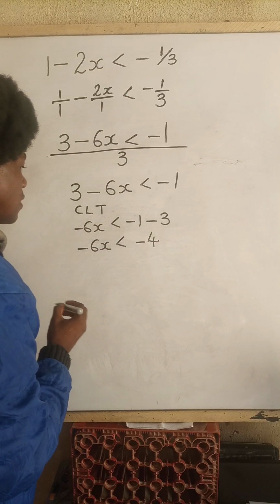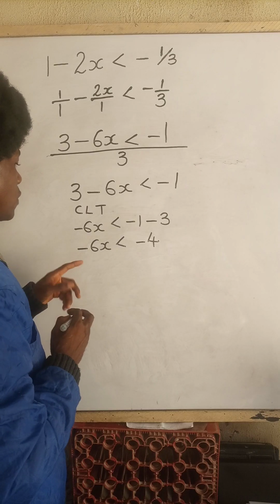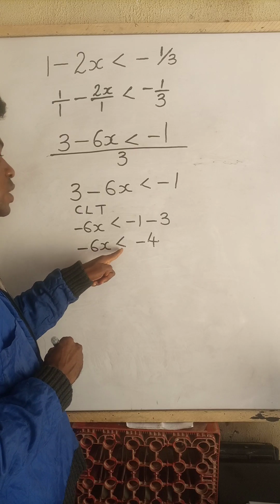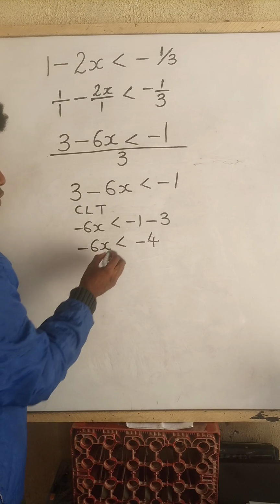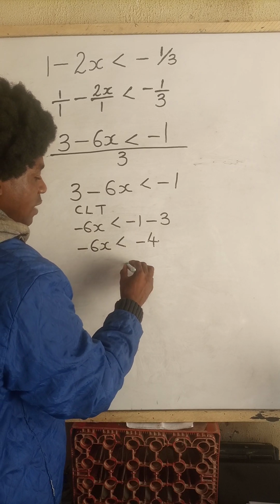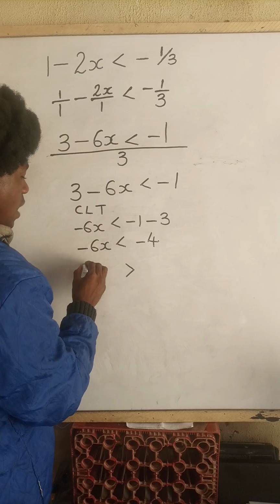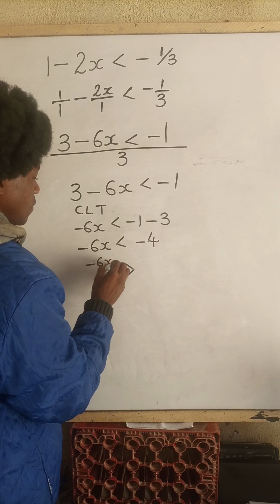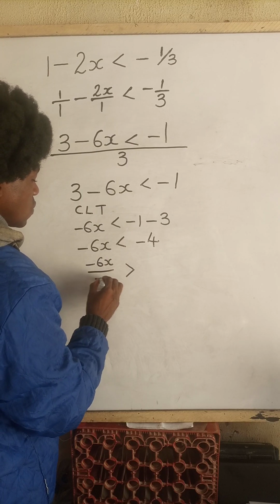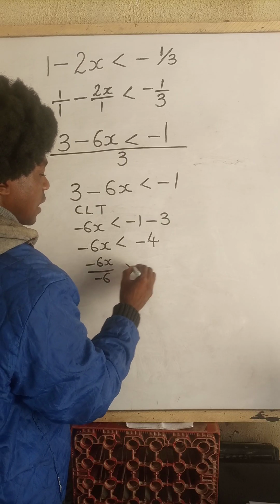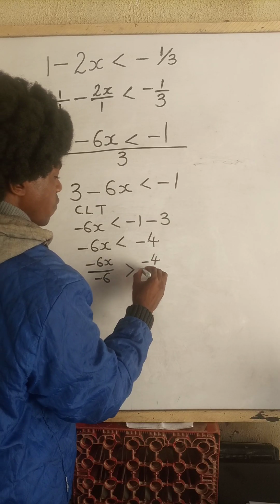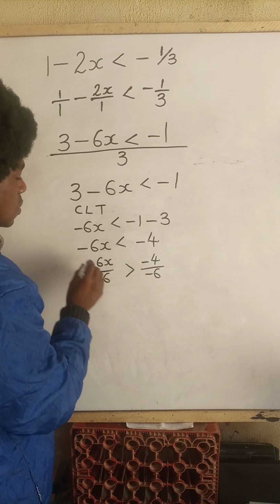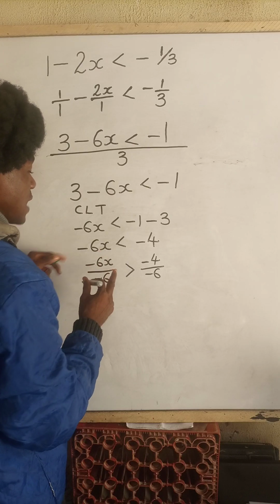So next thing that I will do now is I will divide both sides by the coefficient of what? Of x. And the coefficient of x has a negative sign, meaning that it will affect the inequality sign that we have here. So instead of less than, we will now have greater than. Okay, so what we will have at the left hand side is what? Minus 6x over the coefficient, which is what? Minus 6, is greater than minus 4 over minus 6. This inequality sign changed because the coefficient, what we are using to divide, has a negative sign.